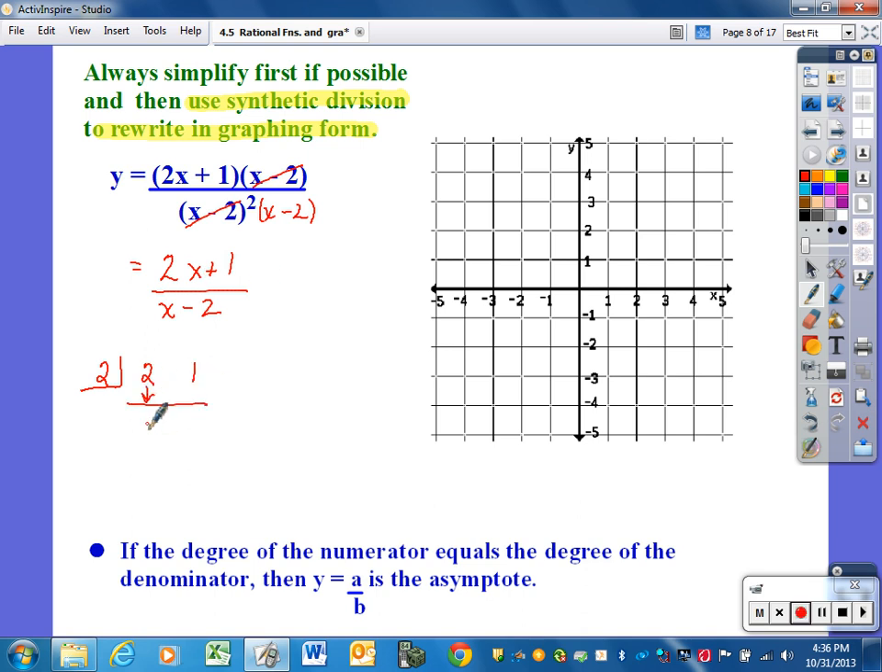Bring down my 2. 2 times 2 is 4. That gives me a 3. Excuse me, it gives me 5. So this is my remainder. This is my x to the 0. So I have x equals 2. So it would be 2 plus 5 over x minus 2 is my y.